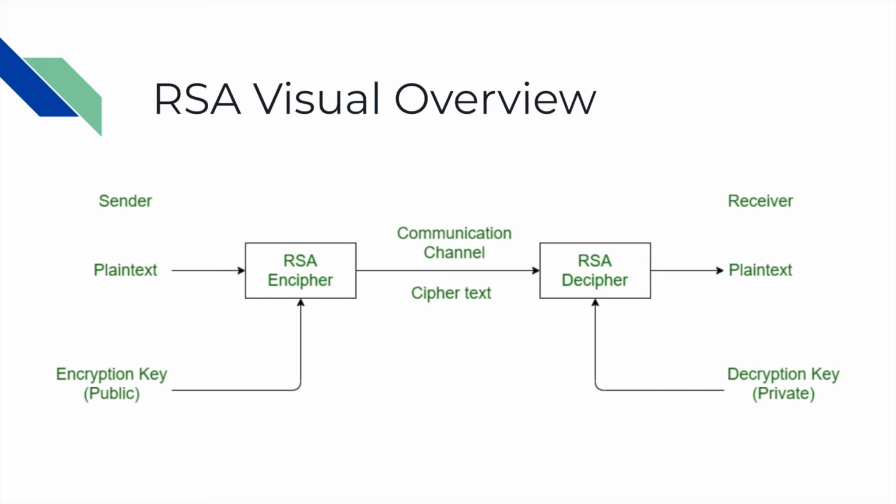So here's a little overview of the RSA. You have the sender, which has the plain text and has the public key. So it has the RSA cipher. Then it goes into a communication channel as ciphertext, and then it needs to be deciphered back into plain text, but you will need the decryption key from the receiver.